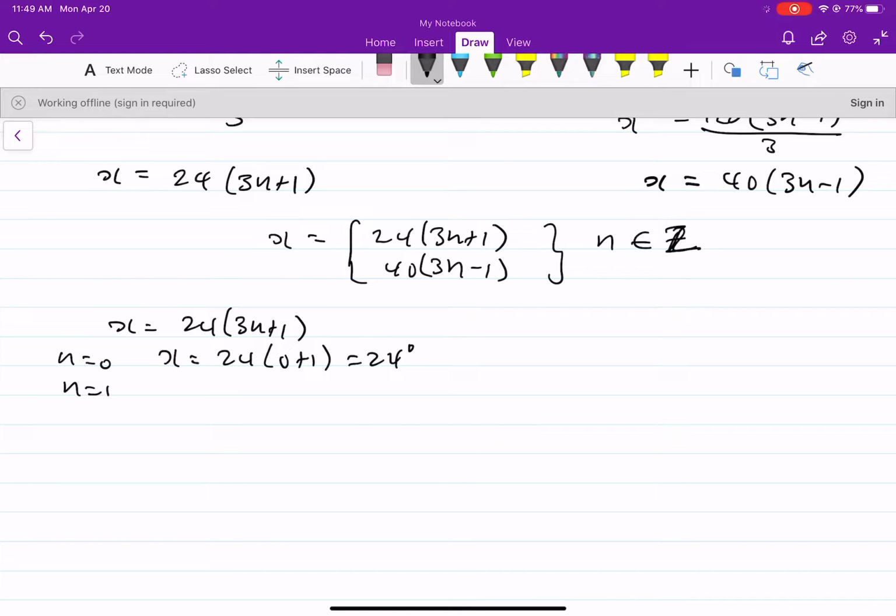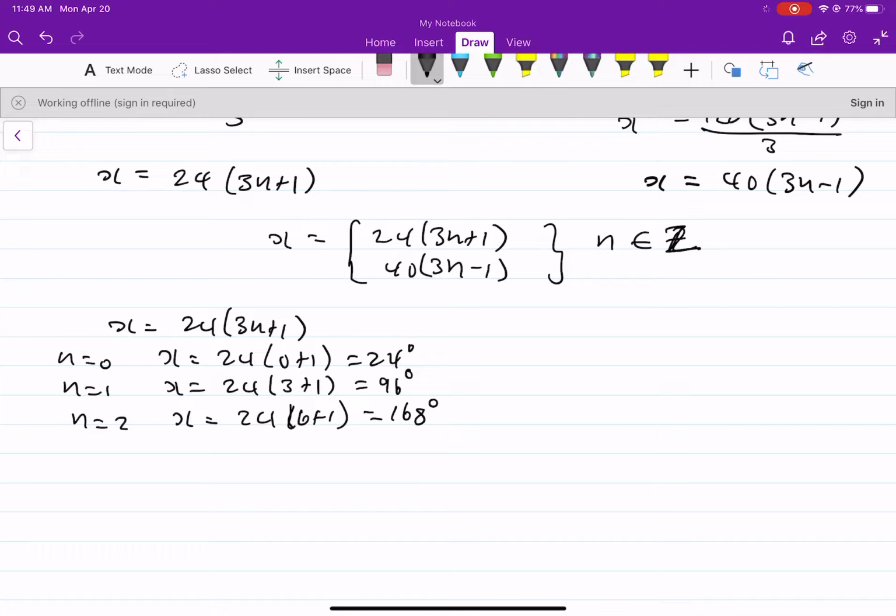When n is 1, x would be equal to 24 into 3 plus 1, that's 4. That's 96 degrees. When n is 2, x is equal to 24 into 6 plus 1, which is 7. 24 by 7, I think that's 168. Double check. Yes, 168 degrees. And if I try n equal 3, that would go past.